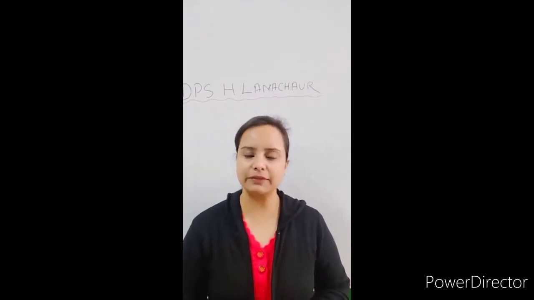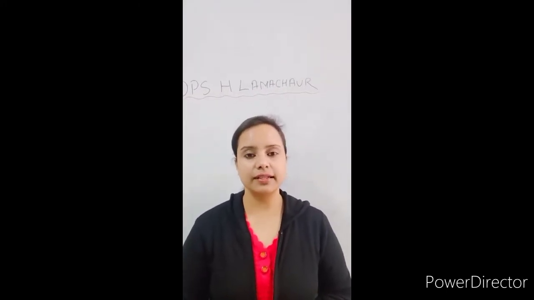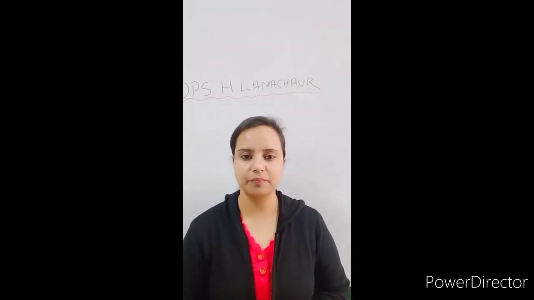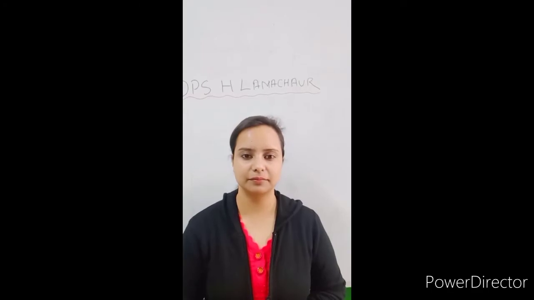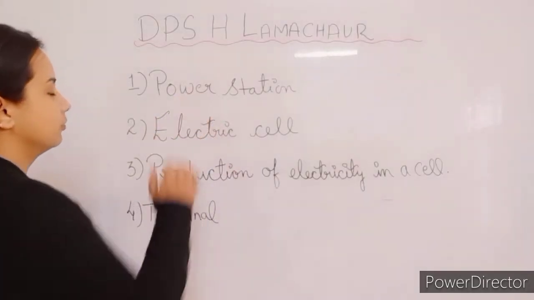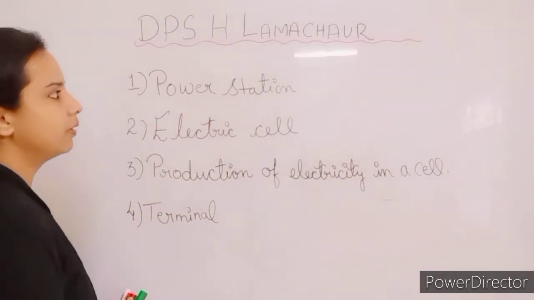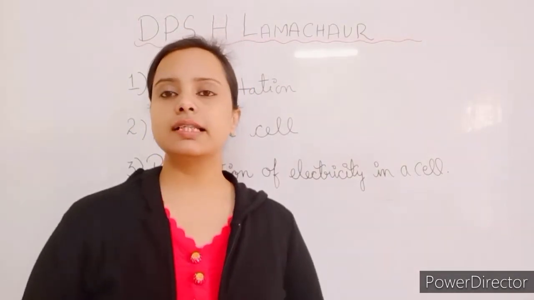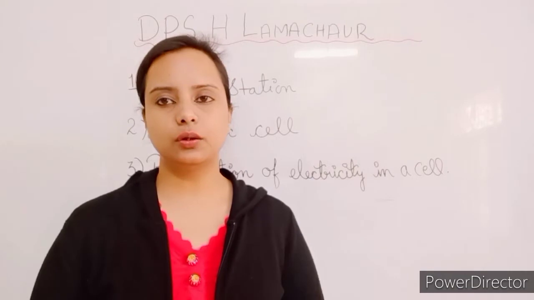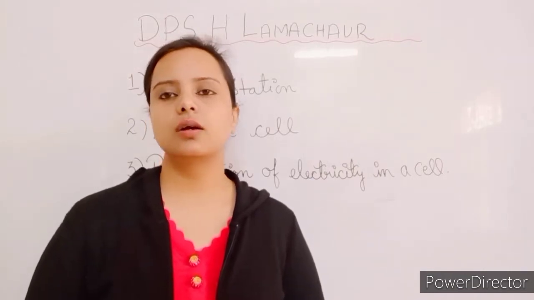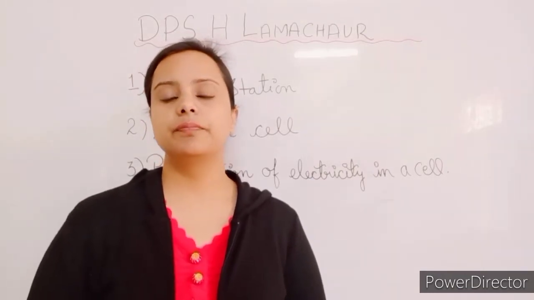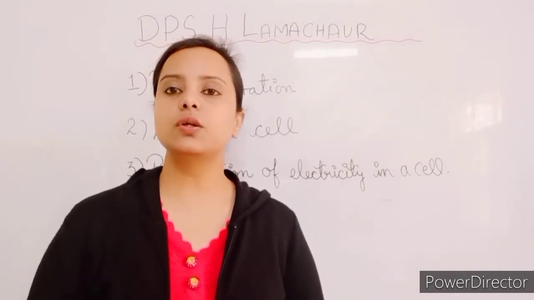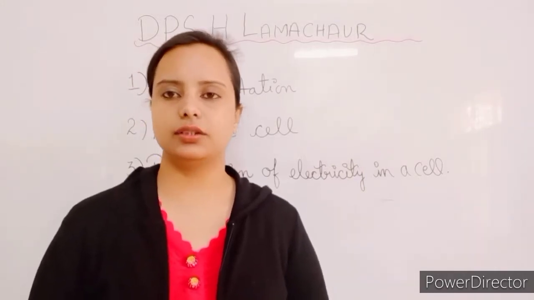Dear students, in this video we will do revision of grade 6 science chapter number 12, that is electricity and circuits. So let's begin. The first topic is power station. What is a power station? The electricity which is supplied at your home, at the factories or in your school is supplied from a place which is known as a power station.